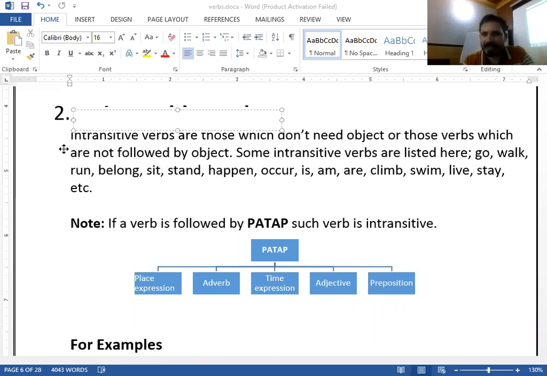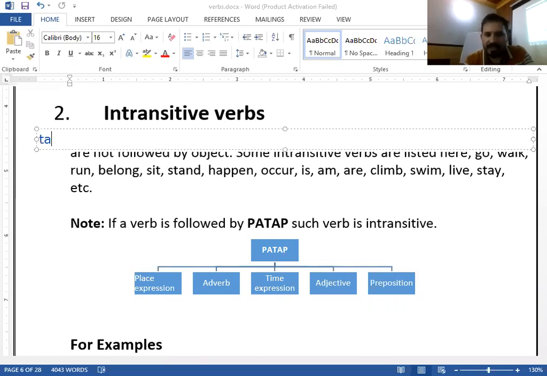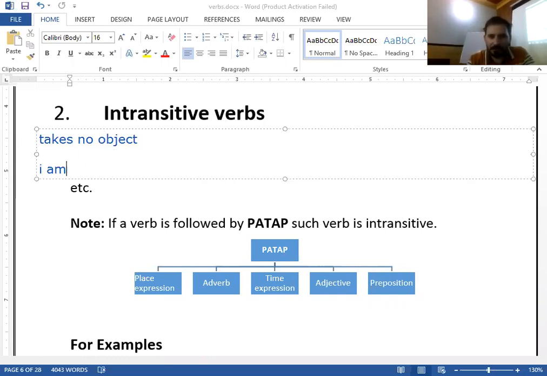I said that intransitive verbs take no object. Excellent. Intransitive verbs are those verbs that do not take an object. How? Let's study about it. I am happy, for example. I am happy. The verb comes, but about the object: happy is an adjective. There is no object here. Clear? So we call it what? Am is intransitive. It's an intransitive verb.